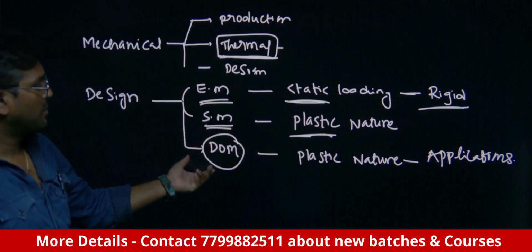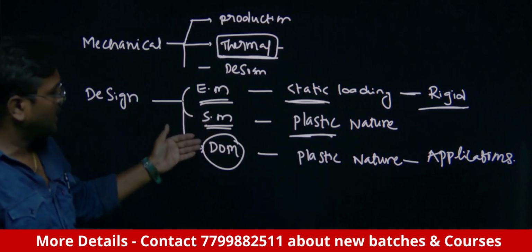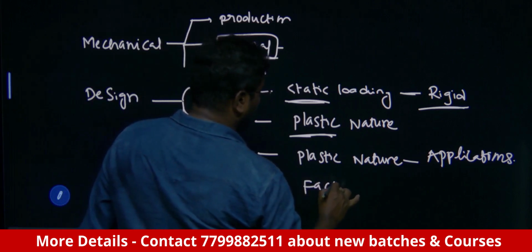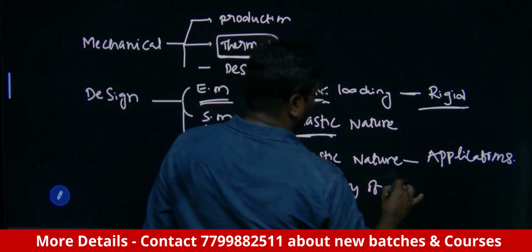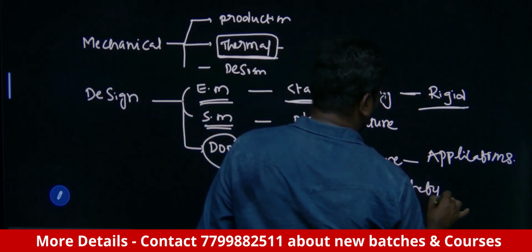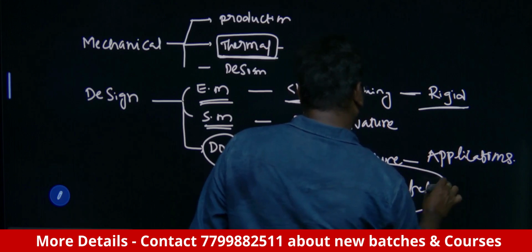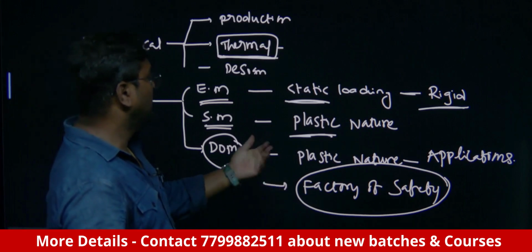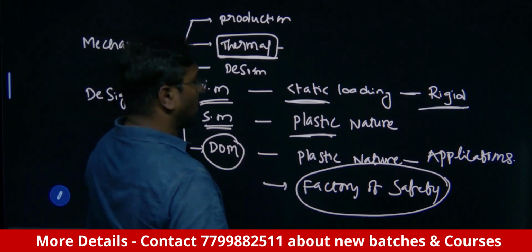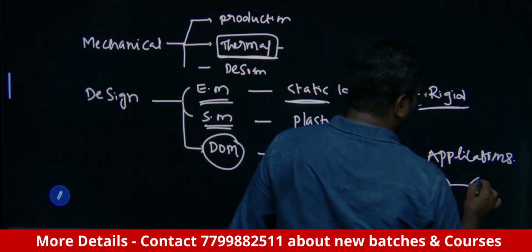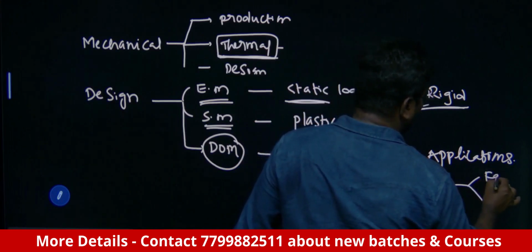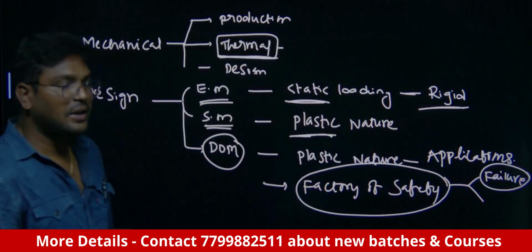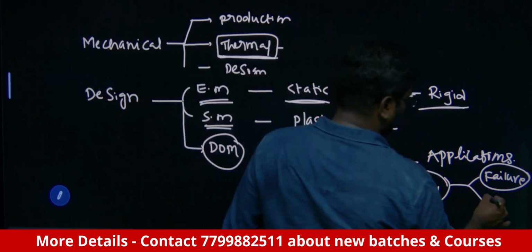In design of machine elements, we design all the components, checking whether they are within the factor of safety limit or not. Suppose the factor of safety is exceeded, that material will lead to failure. If plastic nature is there, there are two types. One is failure. What is the failure condition?